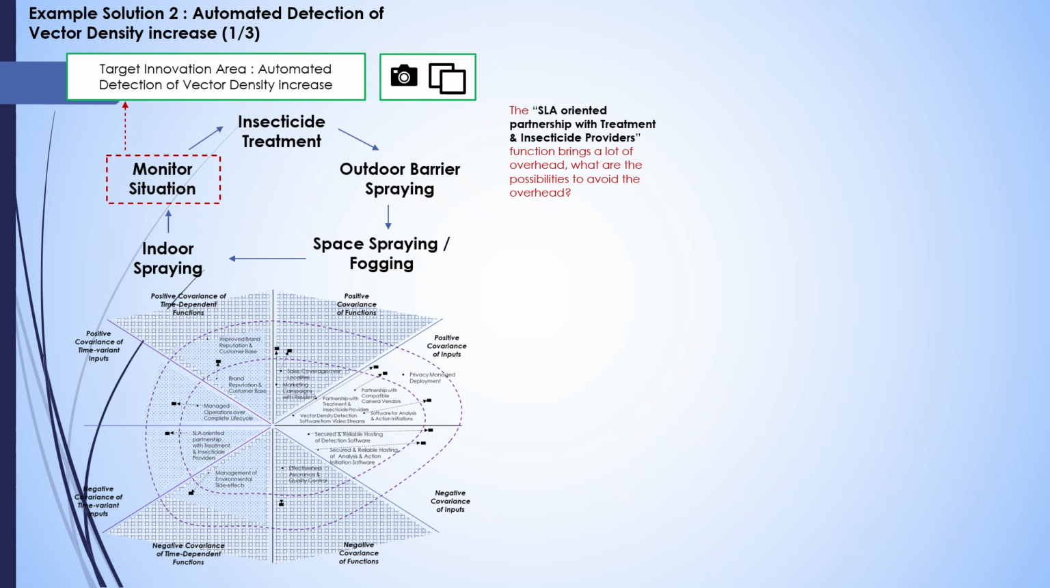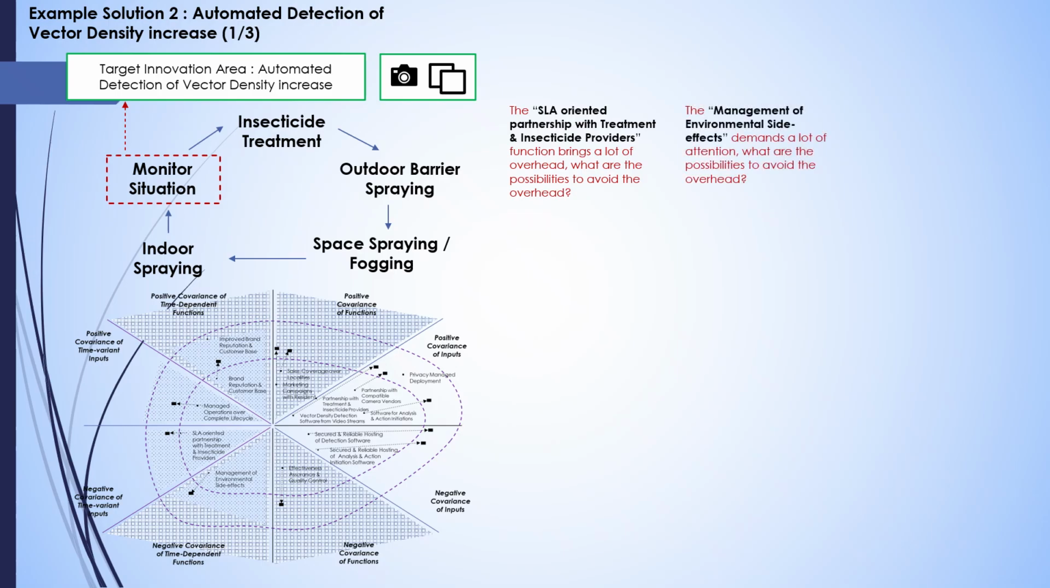SLA-oriented partnership with treatment and insecticide providers is a critical capability. It's the assurance mechanism that keeps treatment quality consistent and accountable. But every SLA introduces monitoring overhead, compliance tracking, and escalation management. As operational scale grows, that overhead compounds. Important, but expensive to maintain.